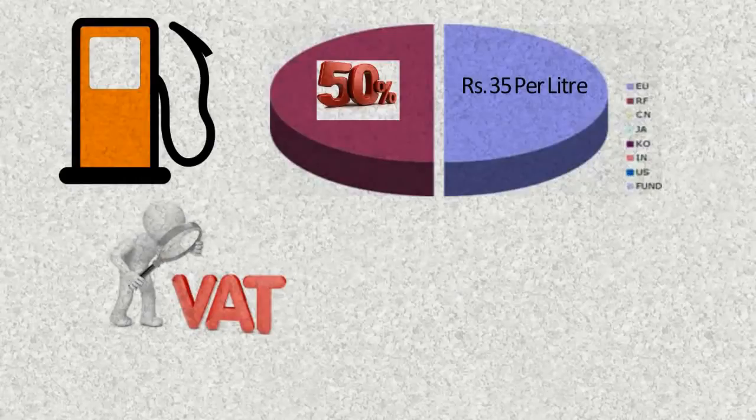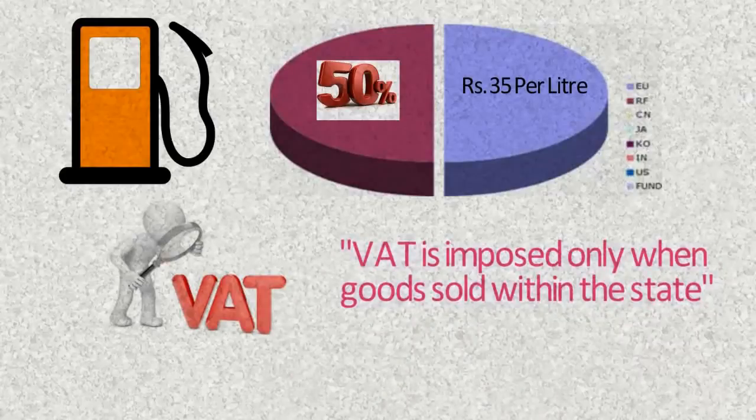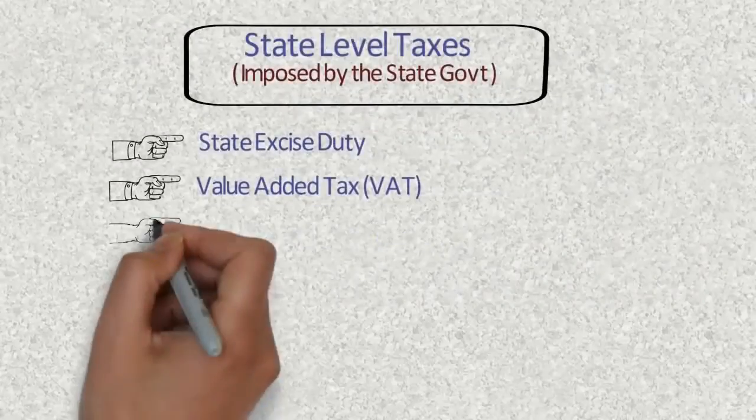VAT is a form of indirect tax which is imposed only on goods sold within the state. It essentially means buyer and seller need to be in the same state. If buyer and sellers are in different states, then CST, Central Sales Tax, will be applicable as we discussed earlier.